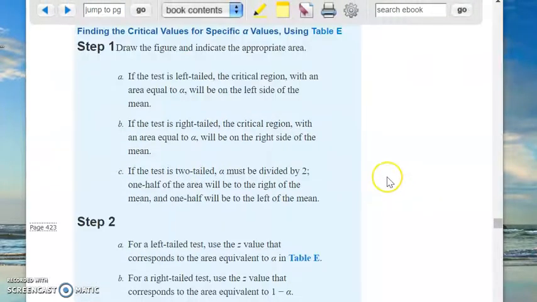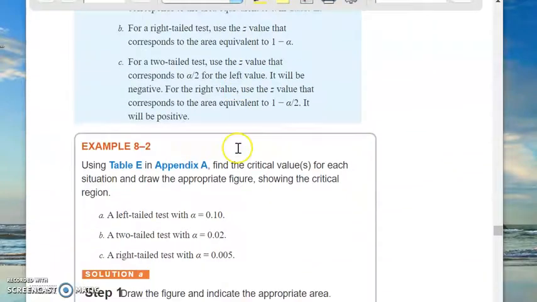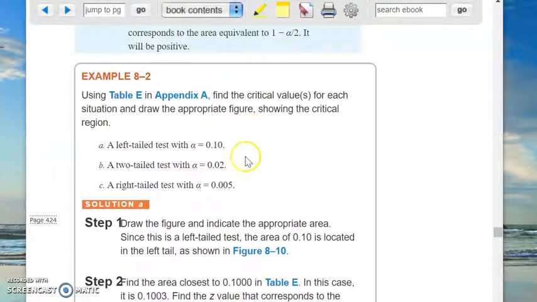Okay, so here's the procedure. Here's how you find those critical values. We're going to have to do an example here. So let me stop the tape right now. When we resume, we'll go to example 8-2.